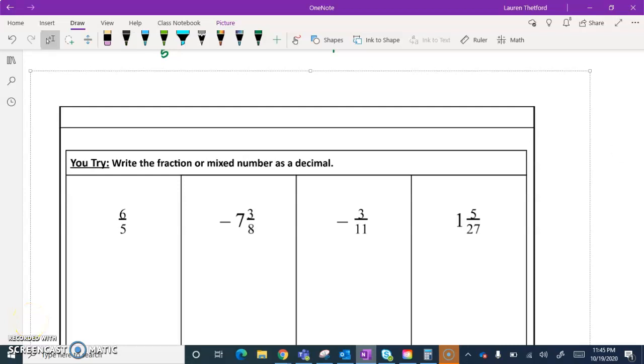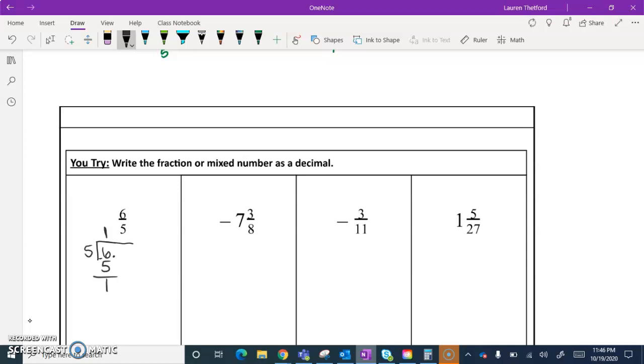Let's go over your triads. So we are writing the fractions as decimals. The top number goes on the inside, and on the outside is the 5. And so 5 goes into 6 one time. 1 times 5 is 5. Subtract, and you get 1.